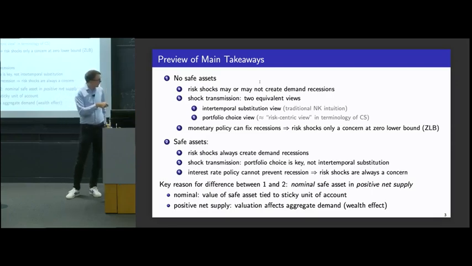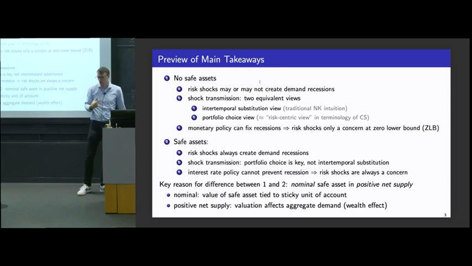In terms of shock transmission, the views are fairly equivalent in this world: it's really the portfolio choice between a capital asset and a safe asset that drives things, and not so much the intertemporal substitution, which is more the consumption savings choice. And we'll see that interest rate policy is not fully able to prevent a recession. So in a sense, these shocks would always be a concern. So the predictions are not starkly different, but in some parts, they are a little bit more sharp.